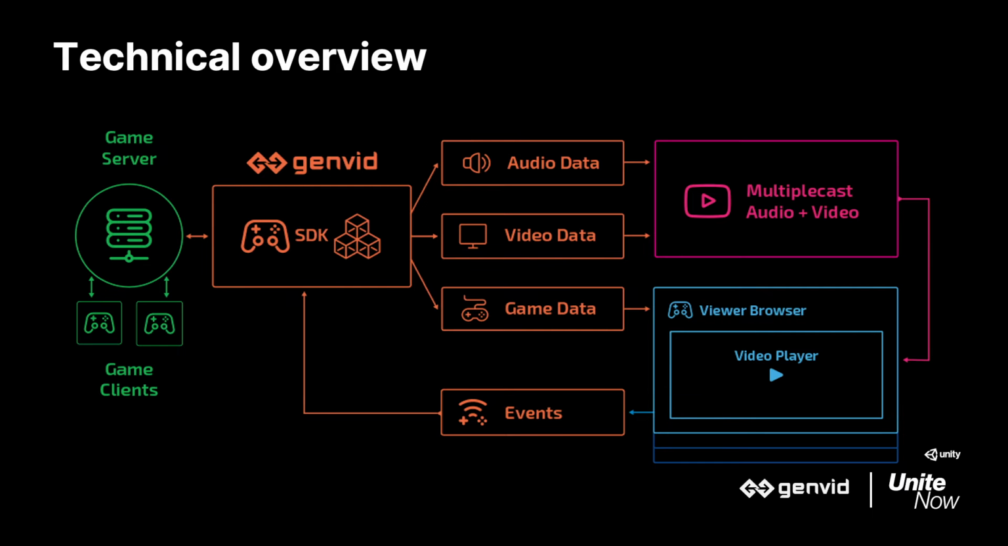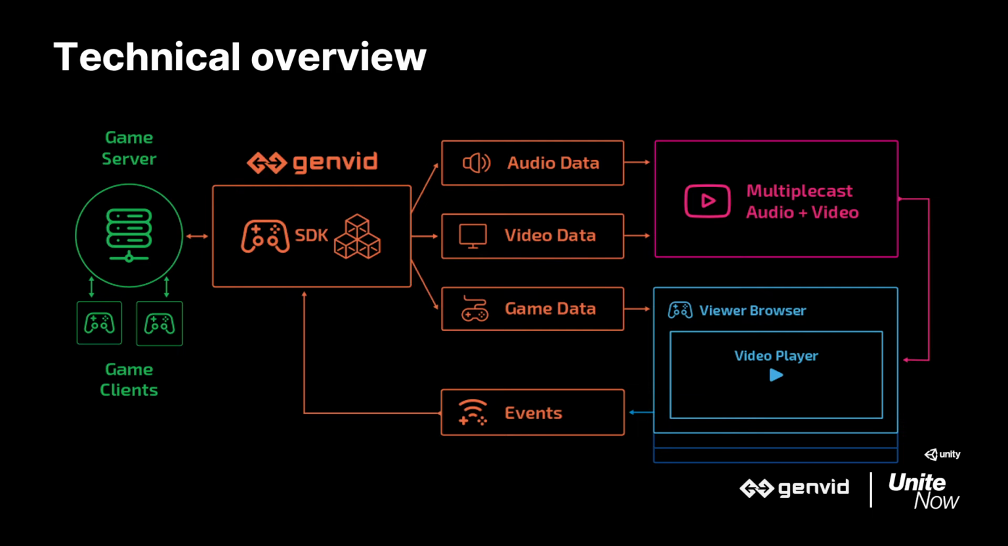Here is the quick technical overview. On the left, in green, is the game. You set up a Genvid server as the spectator mode, and the video and audio that are made there will be streamed to the platforms such as Twitch or YouTube. That is the pink part on the top right.